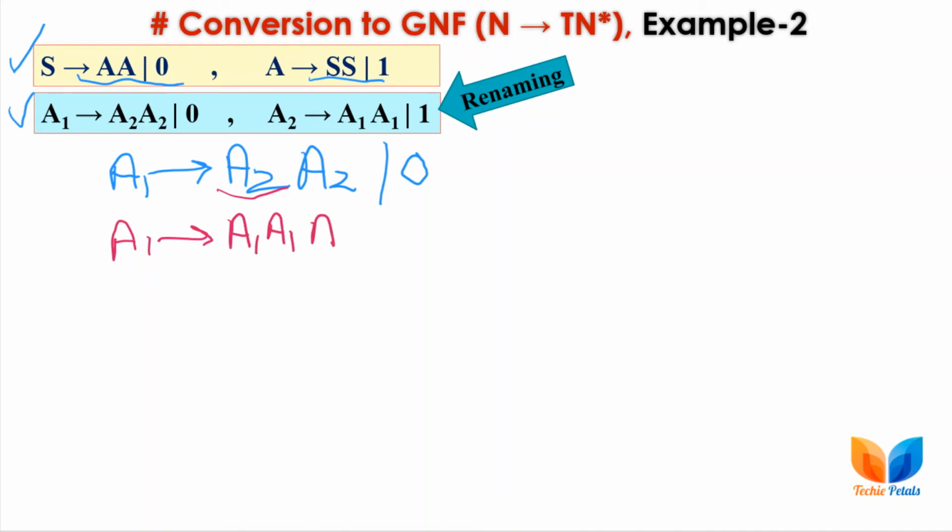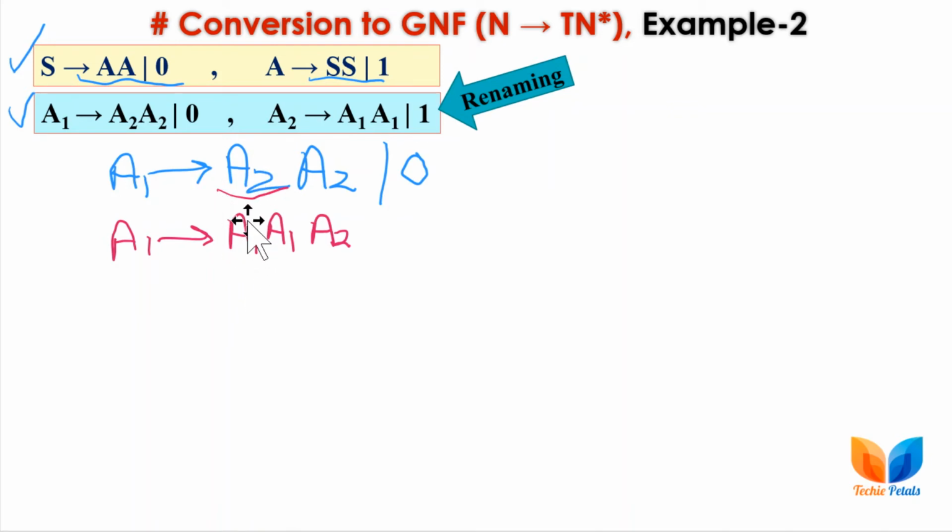and the last A2 has no change, because we have a problem with only the first non-terminal. We need a terminal here, because the format of GNF is a terminal followed by a string of non-terminals. So we need the first symbol to be a terminal. That's why we are substituting only the first non-terminal while trying to convert this grammar to GNF form.